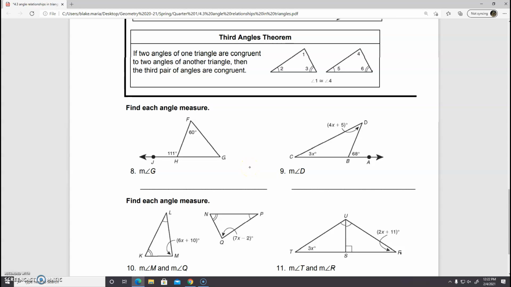So here's what they're talking about. If we want to find angle G, right? Angle F and angle G are the remote interior, right? They're away from it. So they should add up to equal 111. So 60 plus measure of angle G should equal 111. So we just have to subtract 60, and we get that the measure of angle G equals 111 minus 60.